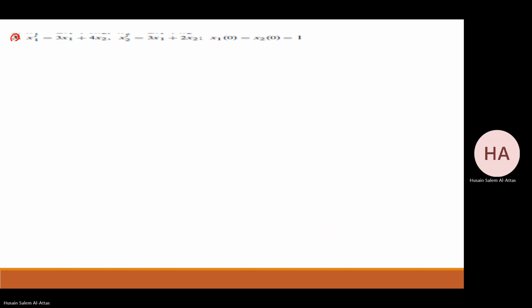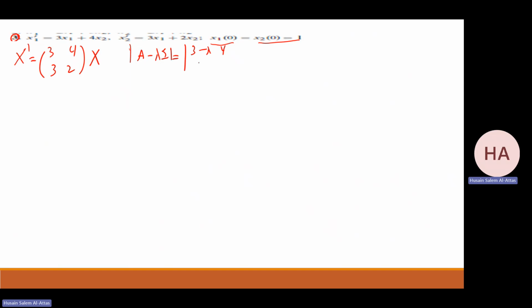Next one. Question number 3, which is on the suggested problems. What is new? I have an initial condition in this case. Okay, let X equal x1, x2. So I have x prime equals 3, 4, 3, 2. Eigenvalues: 3 minus lambda, 4, 3, 2 minus lambda. That will be lambda square minus 2 lambda minus 3 lambda minus 5 lambda plus 6 minus 12.